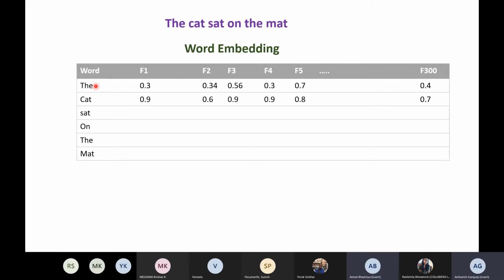A very popular example is that a queen is closely associated with a king. So the king and the queen will have a lot of similarity, while a queen and a princess will also have a lot of similarity. But a queen and a mother would have a little less similarity, and a queen and a teacher would have less similarity. So we'll show you how it is done.